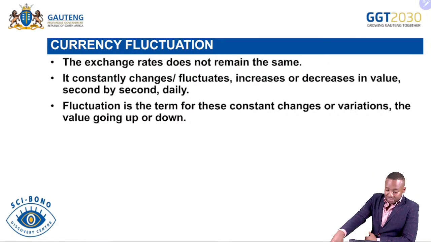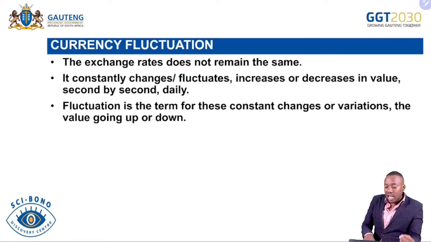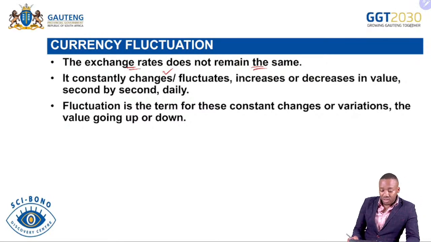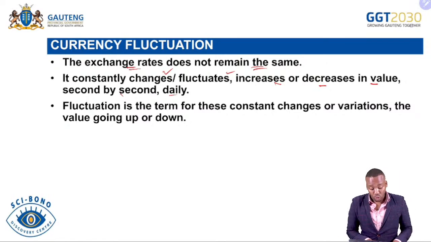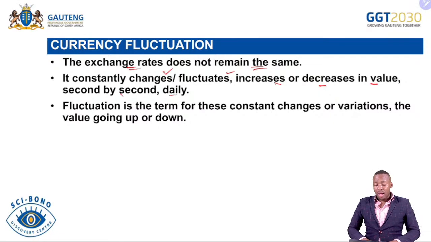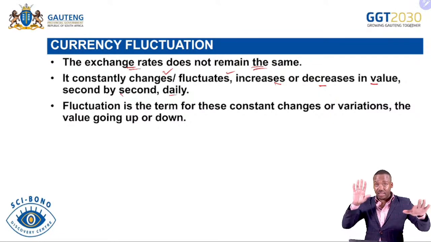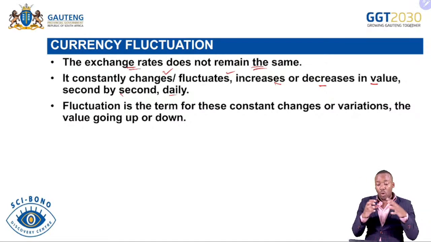So what do we mean by this, Mr. Nkonyeni? When we talk about currency fluctuations, we are saying the exchange rate does not remain the same. It constantly changes. What do you mean by that? We are saying it constantly fluctuates, or it increases or decreases in value second by second or daily. Right? Hence, those people who are doing forex are always on their phone. If you go to the Johannesburg Stock Exchange, you'll also see that those figures are changing time and again. So what do we call that? We call it currency fluctuation.